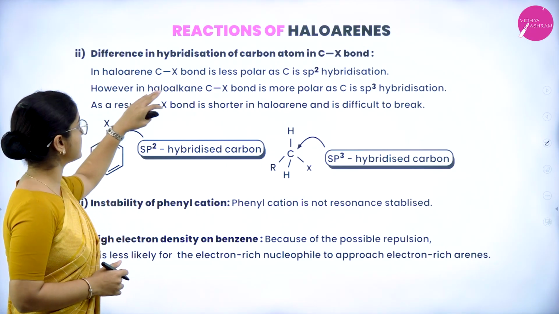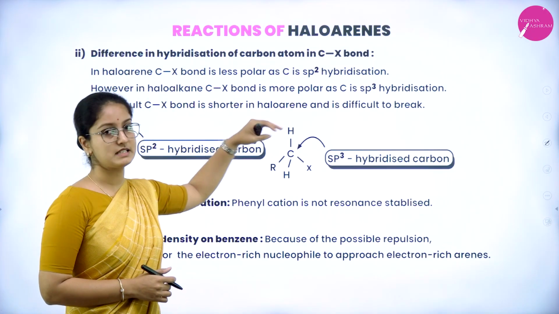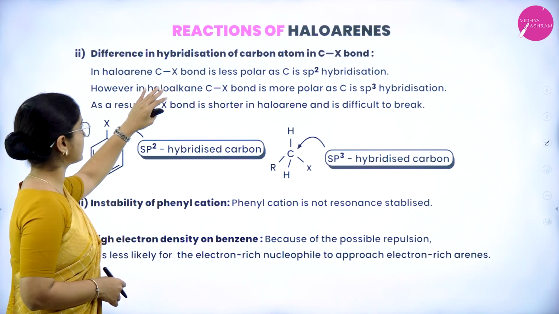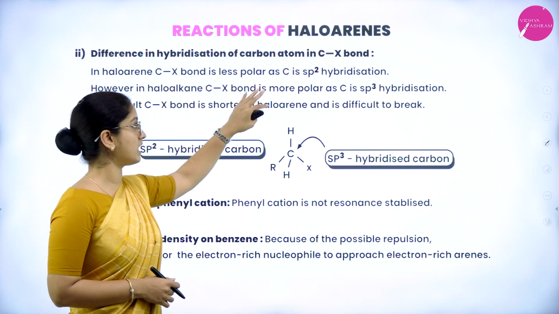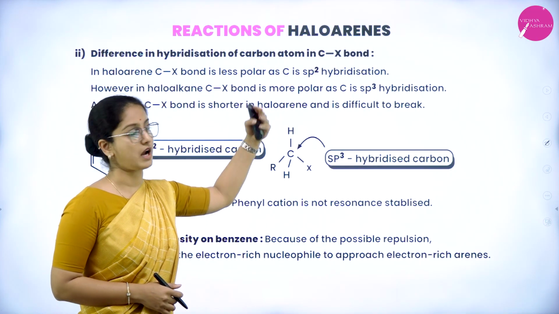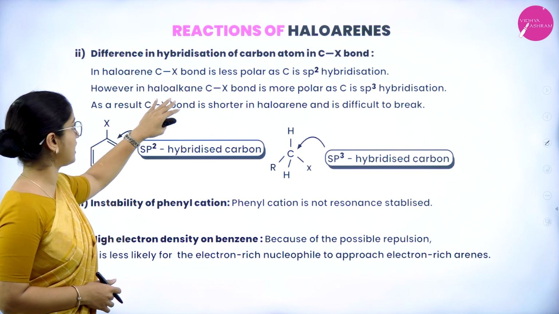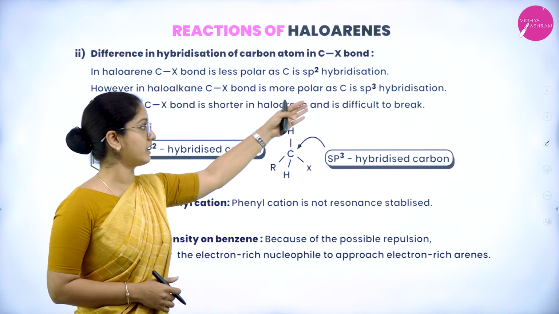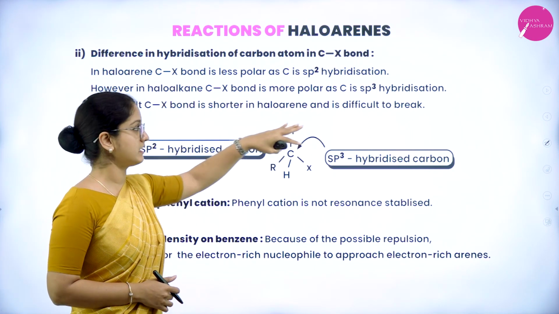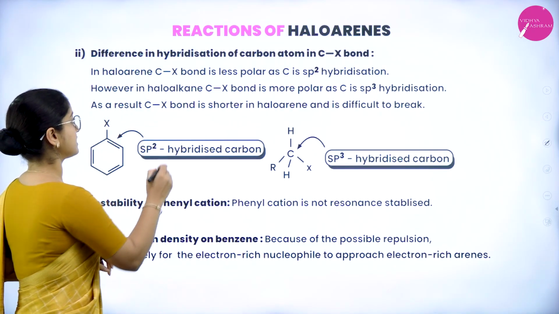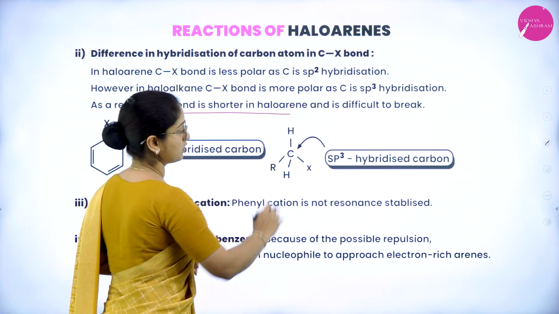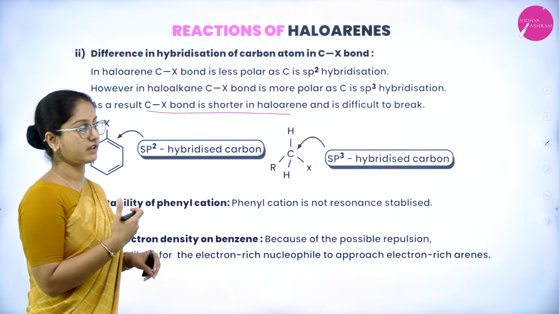Next is the difference in hybridization of the carbon atom in the C-X bond. In haloarenes, the C-X bond is less polar as carbon is in sp2 hybridization. However, in haloalkanes, the C-X bond is more polar as carbon is in sp3 hybridization. As a result, the C-X bond is shorter in haloarenes and it is very difficult to break.